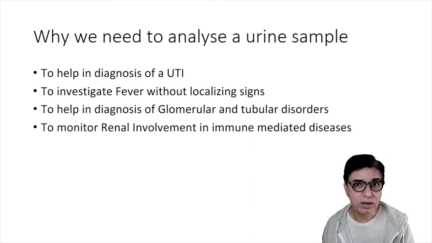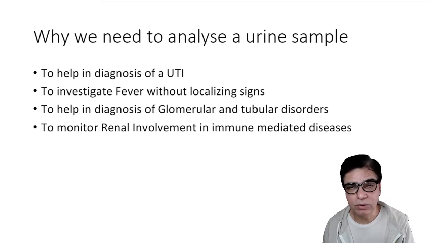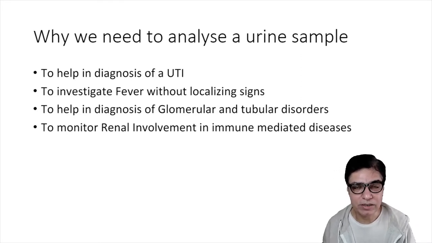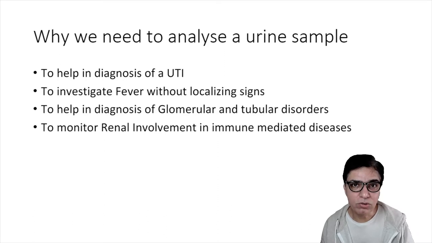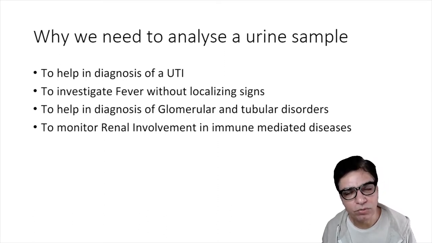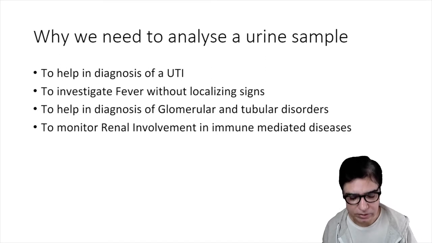And a UTI or urinary tract infection could be one of the possible reasons for a child who's got a febrile episode without localizing signs. So as a part of our workup, where we do blood tests and blood culture, we also start with a urine dip. So urine dip can help us in identifying if there is a cause in the renal system. So it helps us in diagnosing children who have got fever without localizing signs.